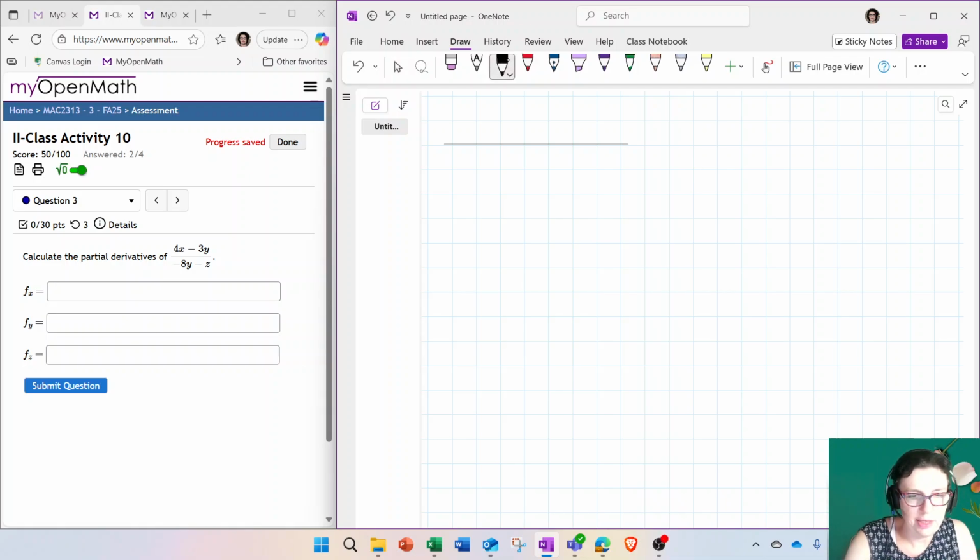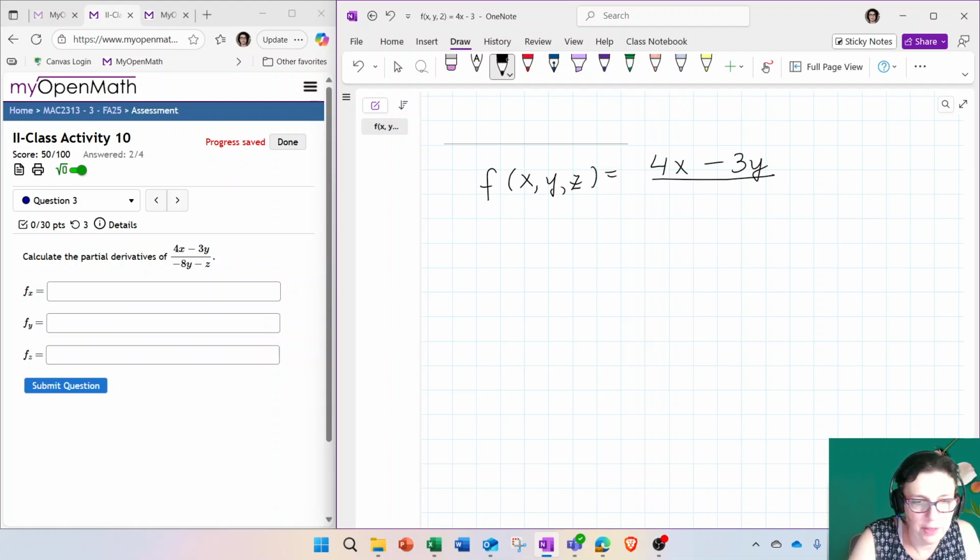Okay, guys, in this video, we are going to take a look at an example where we find the partial derivatives, but we need the quotient rule. So here we have f of x, y, z is equal to 4x minus 3y divided by negative 8y minus z. So it's a function of three variables. Now, let me remind you what the quotient rule says.